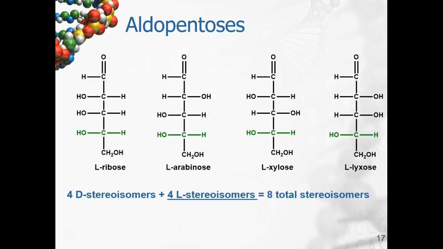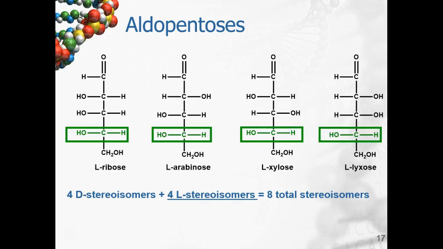So here they are. These are the aldopentoses. So these are L-ribose, L-arabinose, L-xylose, and L-lyxose. So again, we have 8 total stereoisomers. 4 of them are D, and 4 of them are L. The D stereoisomers were shown on the last slide, and the 4 L stereoisomers are shown on this slide. And here I put a green box around the first chiral carbon from the more reduced end. And notice that all of those OHs are pointing to the left. And also, if you compare the structures of these sugars to the ones on the previous slide, you will find that they are all mirror images of their D counterparts.